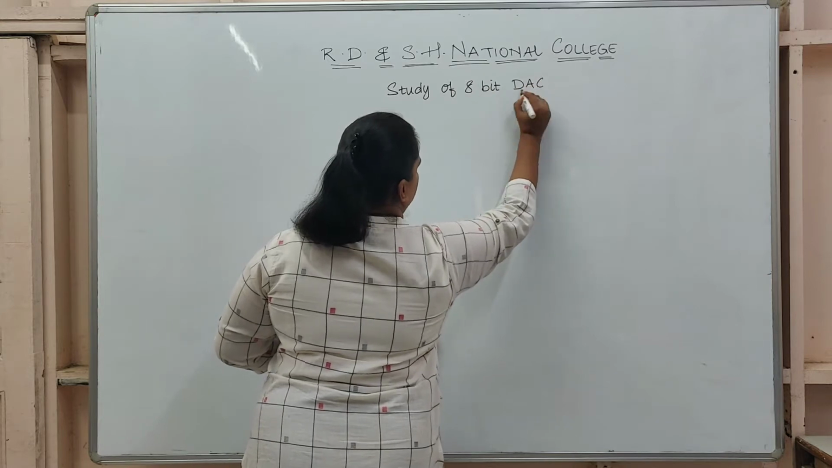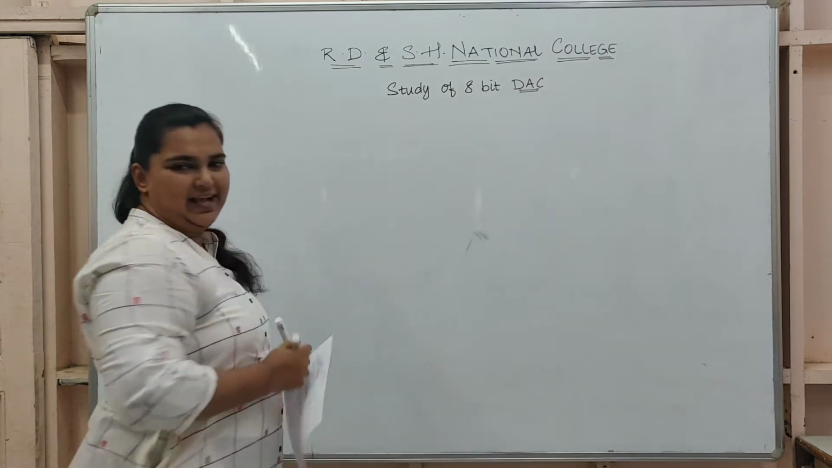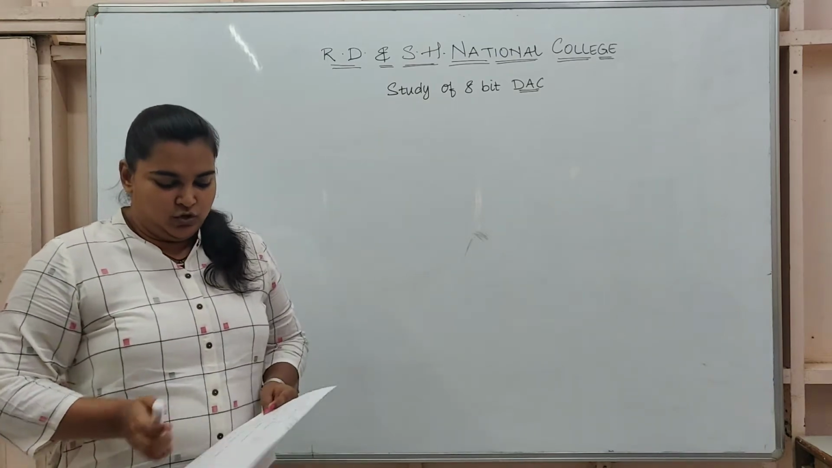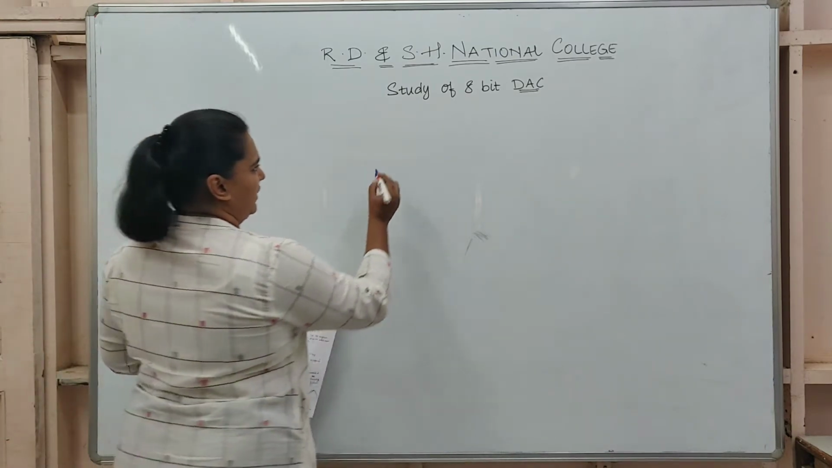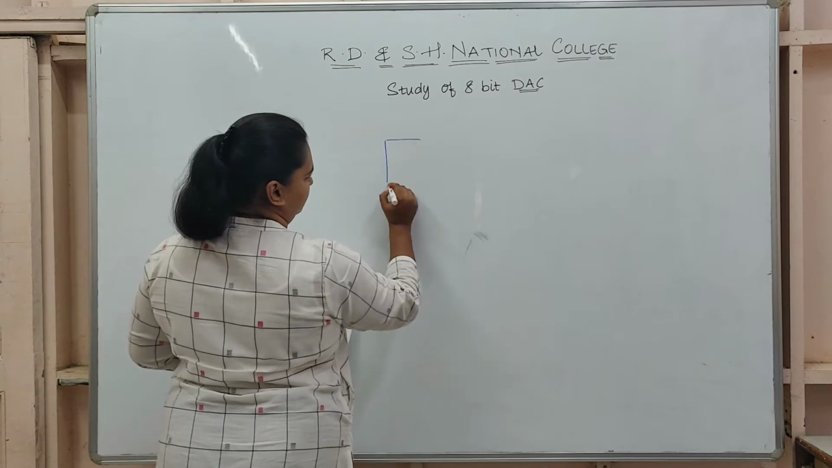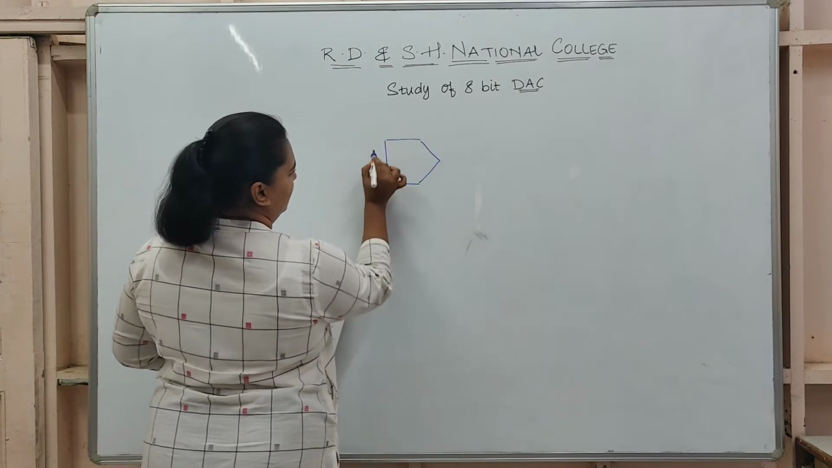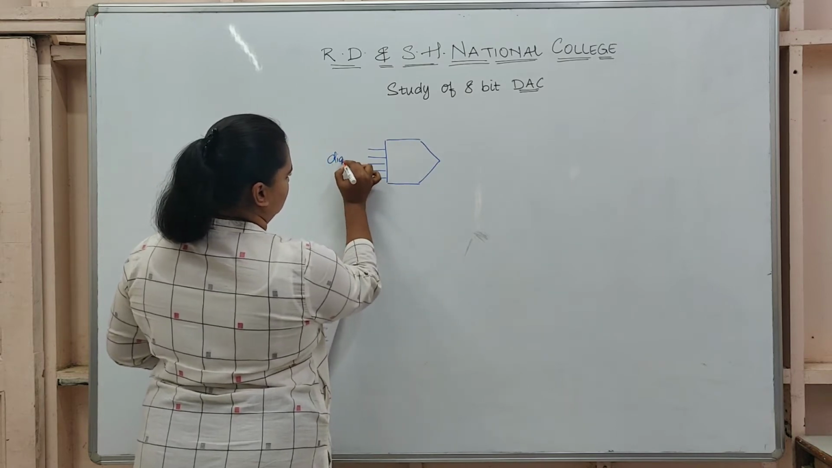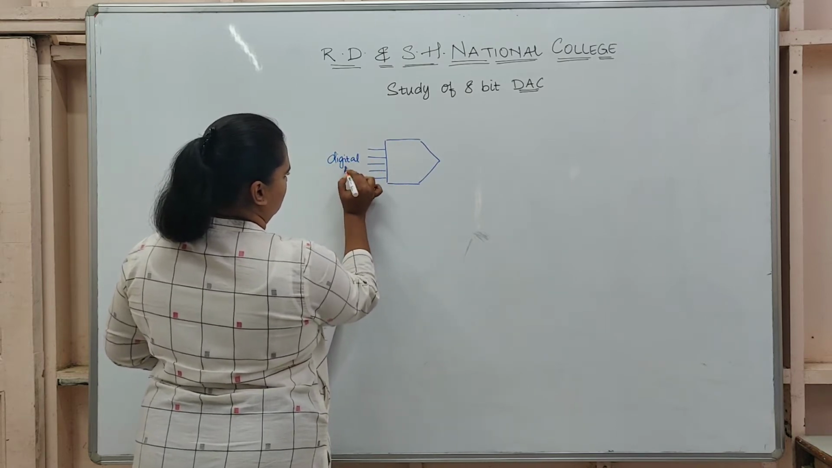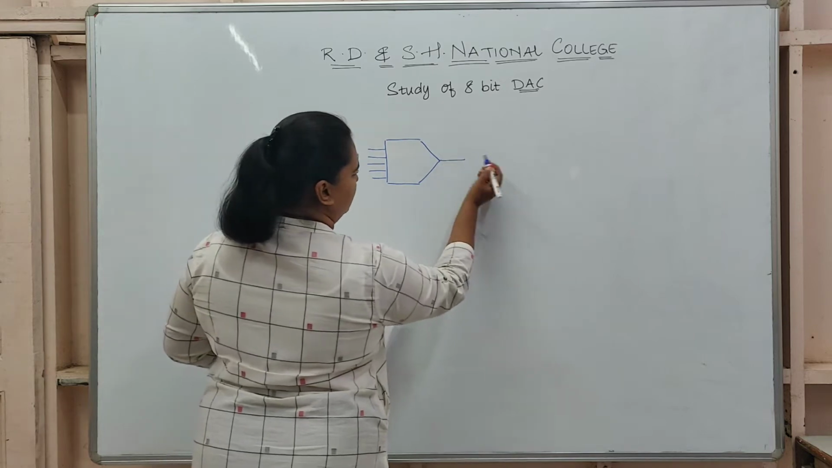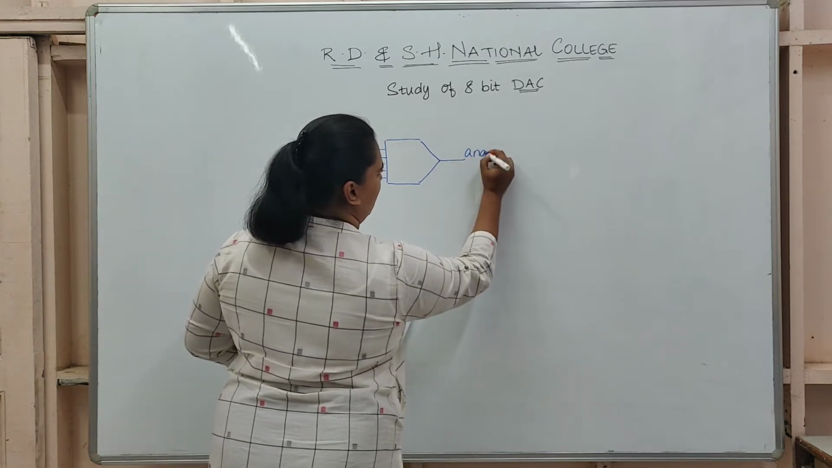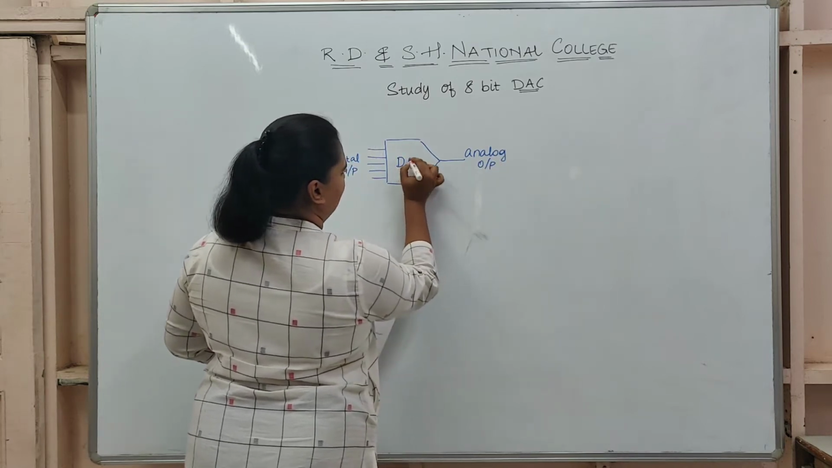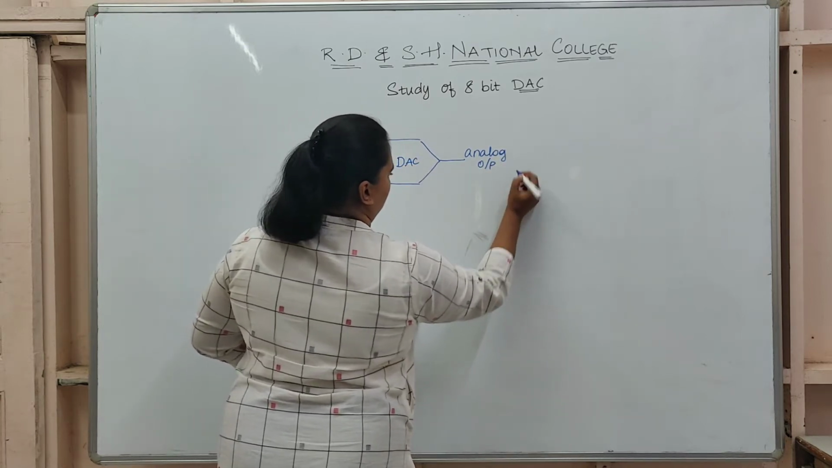Now what do you understand by the word DAC? DAC is basically a digital to analog converter. So if you have digital inputs given, suppose this is my DAC, I will give digital inputs here. So these are the digital inputs. The output received will be a single analog output.